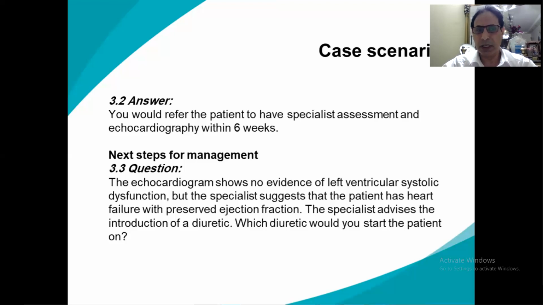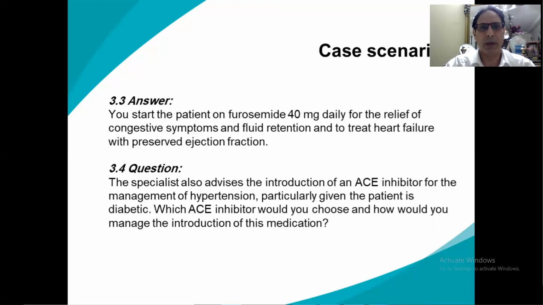So the specialist advises a diuretic in such cases. The question: which diuretic would you start for this patient? The answer: start with furosemide 40 mg daily to relieve the congestion symptoms and the fluid accumulation and the congestion of the liver.